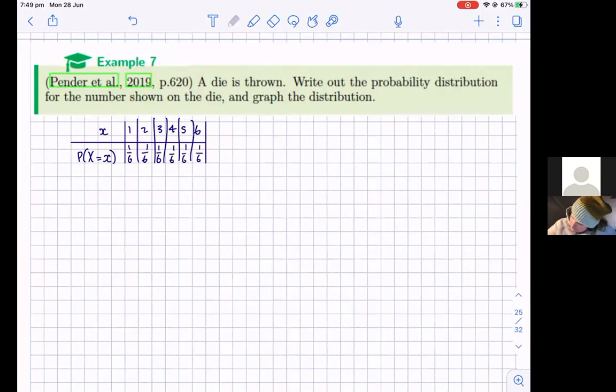So if we do a nice little graph, here's the probability. Here's what you could get. You could get 1, 2, 3, 4, 5, 6. Doesn't matter. It's always just going to come out as a 1/6.